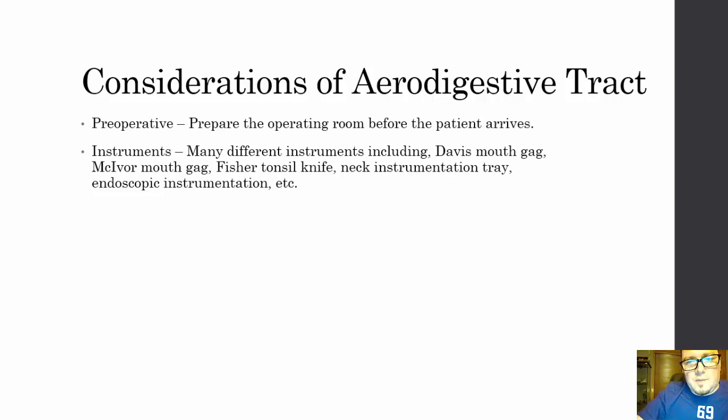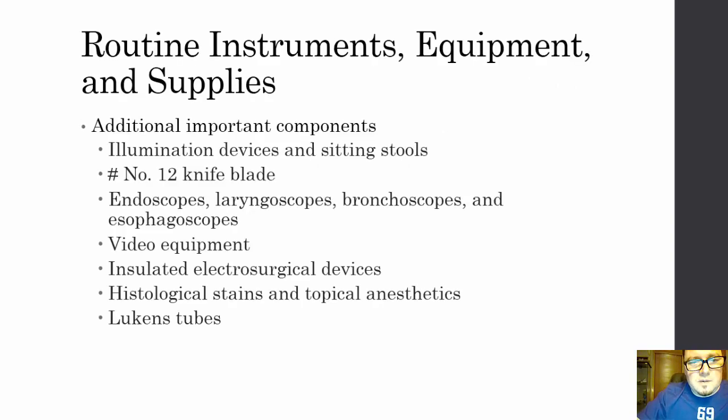So remember, some of these procedures we do in the throat, the mouth gags, we're going to have the Davis and McIver mouth gags. Fisher tonsil knife is a knife that's used, kind of an angled knife that they can use to shear off those tonsils, palatine tonsils. Number 12 knife blade is a lot like a Fisher. It's an angled blade like that. It's kind of a hook.